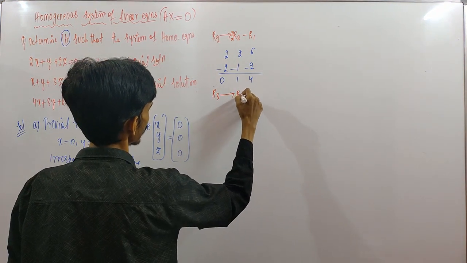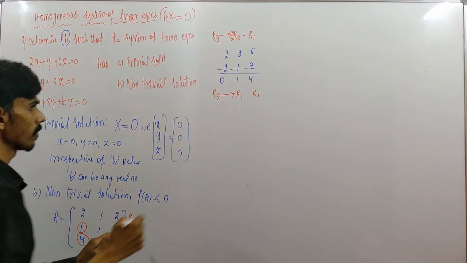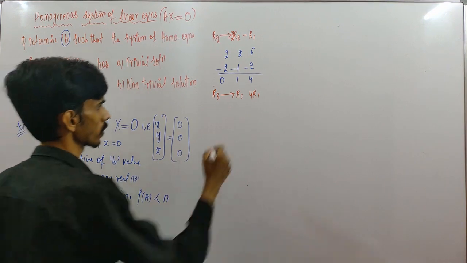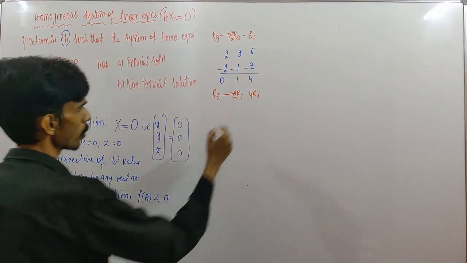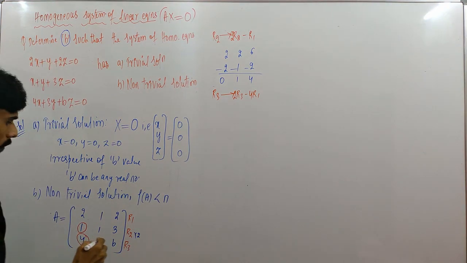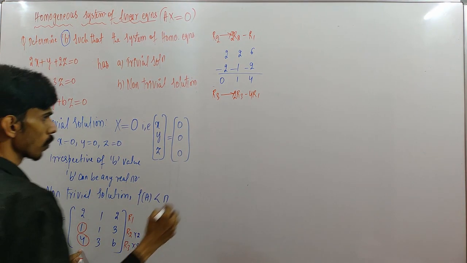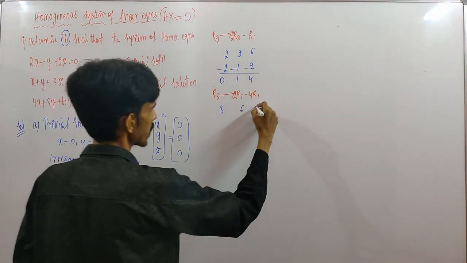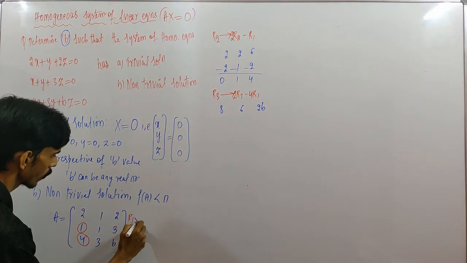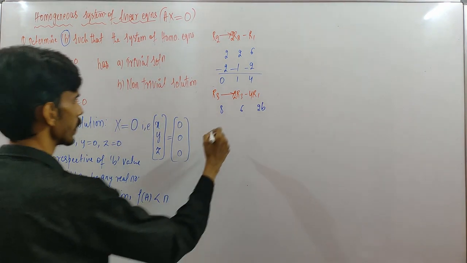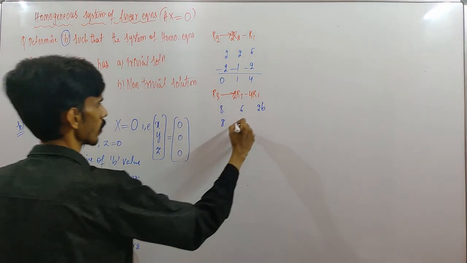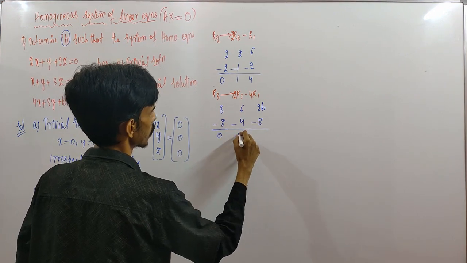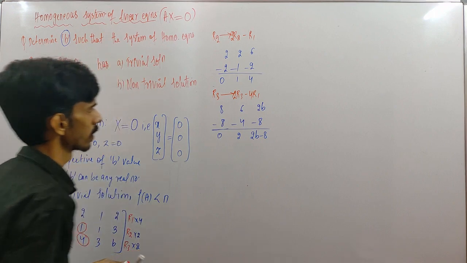Now apply a row operation on the third row, R3, with the help of R1. 2R3 minus 4R1. Now 2R3, so we multiply 2 here: 2 4s are 8, 2 3s are 6, 2 into b is 2b. 4R1: 4 2s are 8, 4 1s are 4, 4 2s are 8. Now the minus sign is there. So we get 0, 2, 2b minus 8.